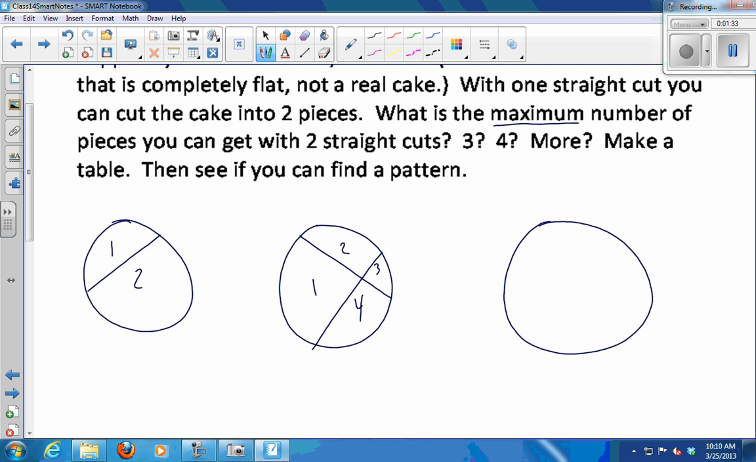Play around with it a little bit. Take a few minutes. You can get more than 6. 3 straight cuts. So with 3 straight cuts, because they don't have to go through the middle, right? I could make my third cut go like this. My pieces don't have to all be equally sized. I just need to get as many pieces as I can. So I end up with 1, 2, 3, 4, 5, 6, 7.